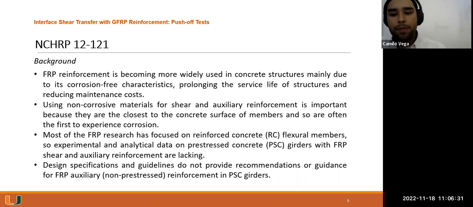Most of the FRP research has been focused on reinforced concrete flexural members. For that reason, experimental and analytical data on pre-stressed concrete girders with FRP shear and auxiliary reinforcement are lacking. And finally, the design specifications and guidelines do not provide recommendations or guidance for FRP auxiliary reinforcement in pre-stressed concrete girders.